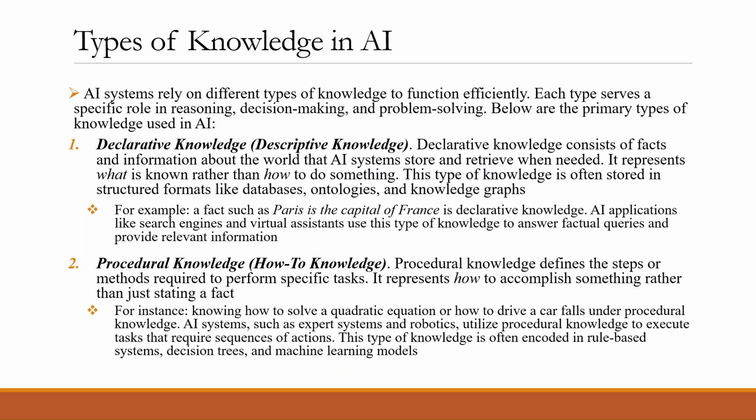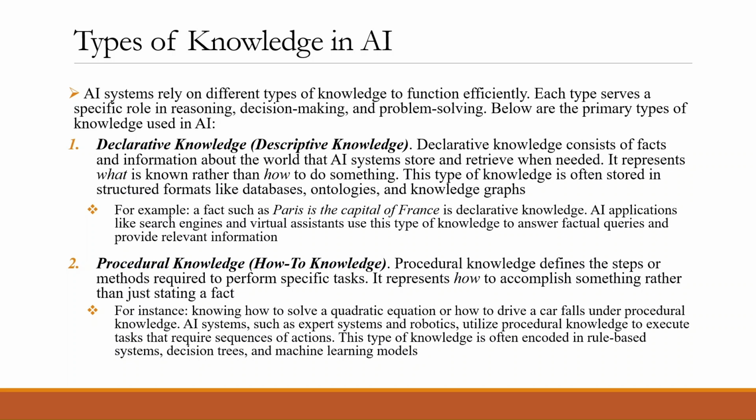Declarative knowledge or descriptive knowledge consists of facts and information about the world that artificial intelligence systems store and retrieve when needed. It represents what is known rather than how to do something. This type of knowledge is often stored in structured formats like databases, ontologies, or knowledge graphs.